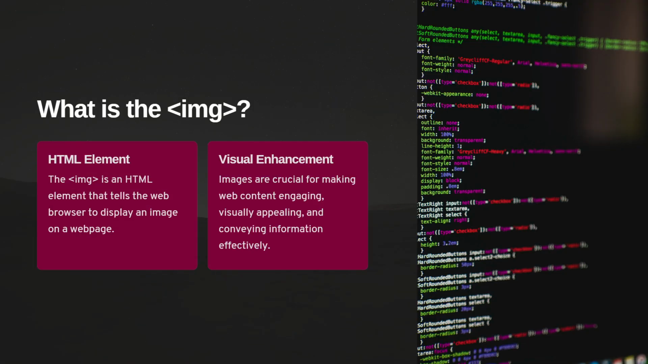So, what is the IMG tag? In HTML, the IMG tag tells the web browser to display an image on a web page. Visual enhancement. Images are crucial for making web content engaging, visually appealing, and conveying information effectively. Let's begin by understanding what the IMG tag is. It is an essential HTML element that allows a web browser to display images directly on the web page. Visually, images are crucial in enhancing content, making it more engaging and effective in communicating information.